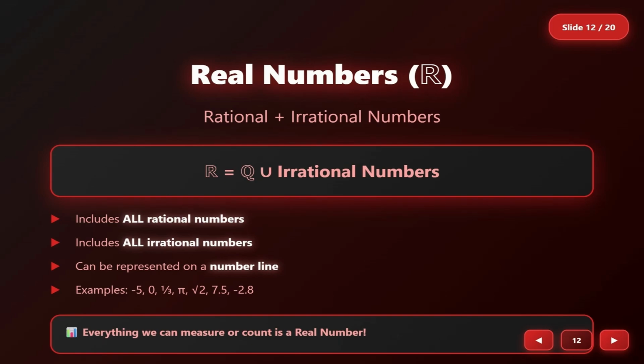Examples of real numbers: -5, 0, 1 by 3, pi, √2, 7.5, -2.8. All these are real numbers. Bottom line, if you can measure it, count it, or plot it on a number line, it's a real number. Everything we deal with in everyday life, science, engineering, finance, cooking, all real numbers.